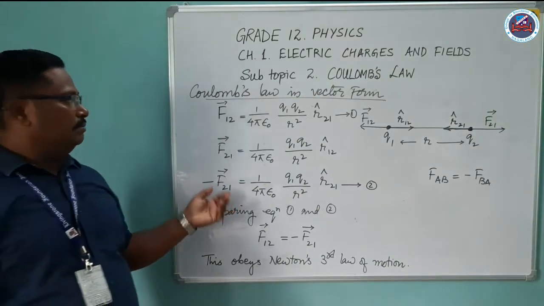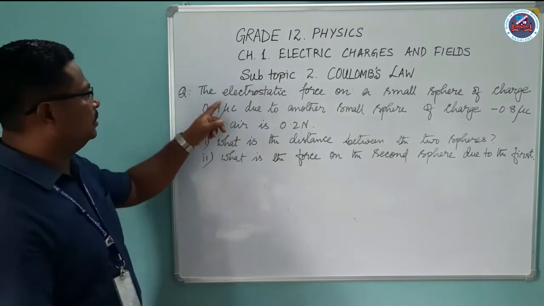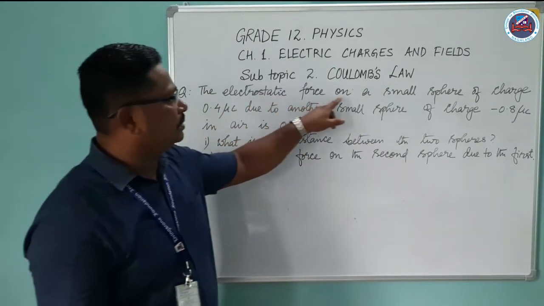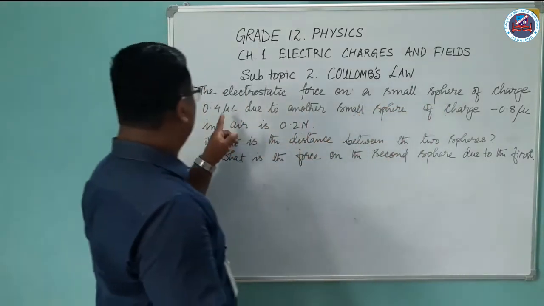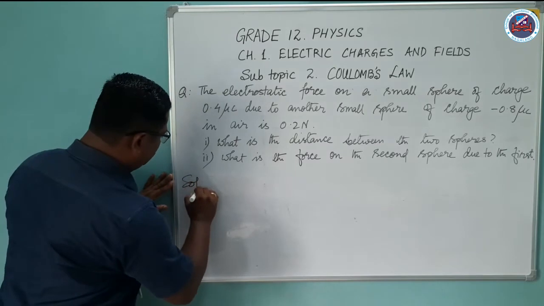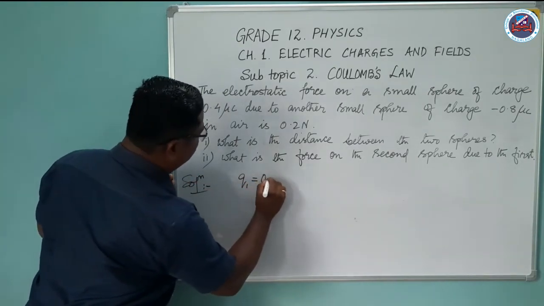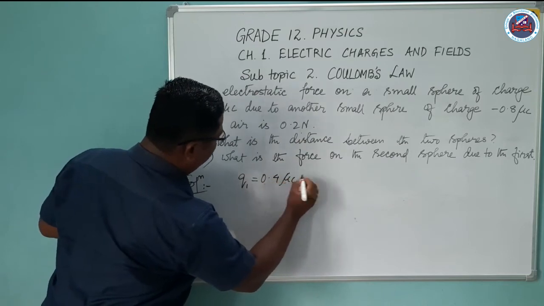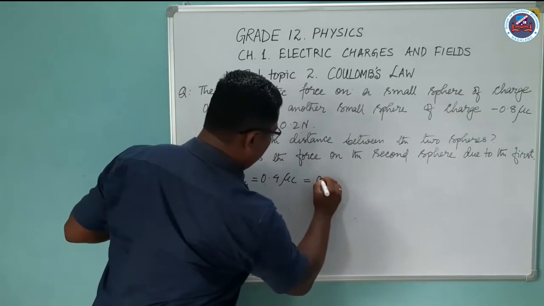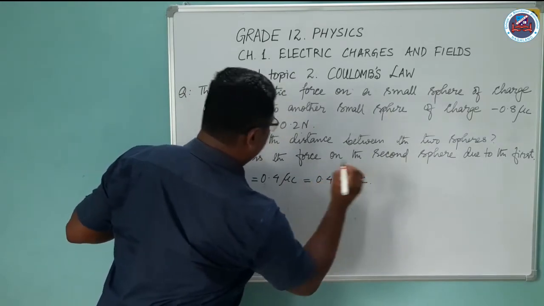Now let us do some numericals based on Coulomb's law. Let us solve one numerical question. I have written here: the electrostatic force on a small sphere of charge 0.4 microcoulomb. So when you do the solution, the first charge is given to you, Q1 is 0.4 microcoulomb. The SI unit of charge is coulomb, so we write 0.4 into 10 to the power minus 6 coulomb.